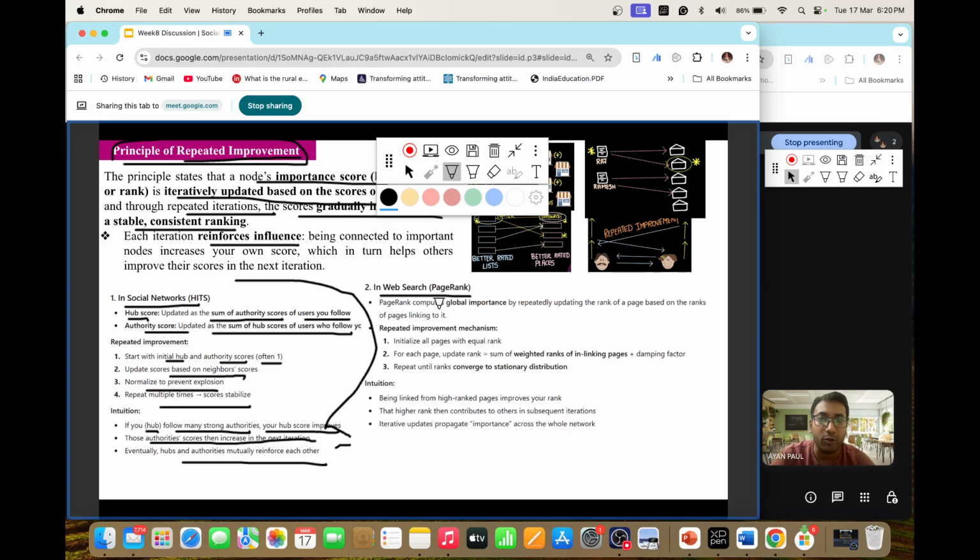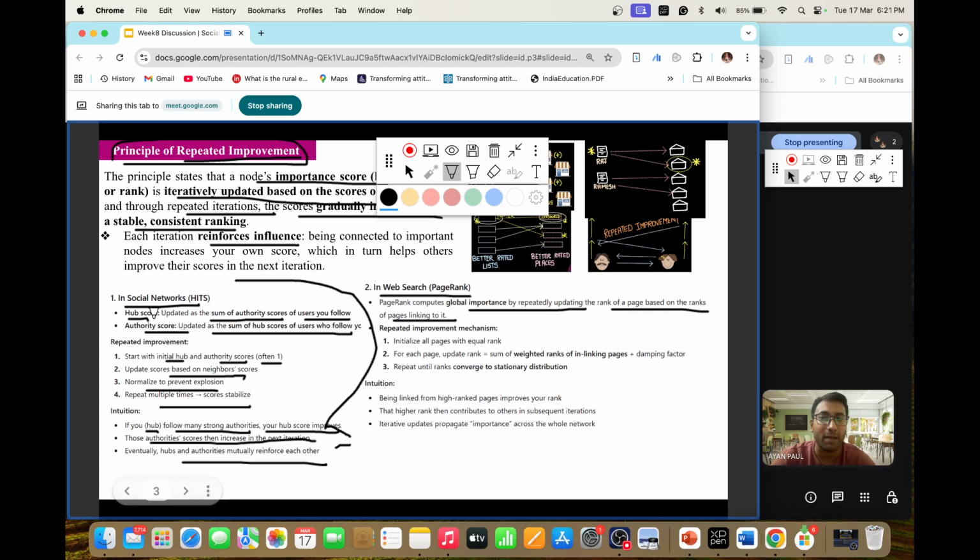Now we will talk about this in the case of PageRank. PageRank computes global importance by repeatedly updating the rank of a page based on the ranks of pages linking to it. Okay, so PageRank we have studied, I think in the 6th or 7th class. You can just open those slides again. A repeated improvement mechanism initializes all pages with equal rank.